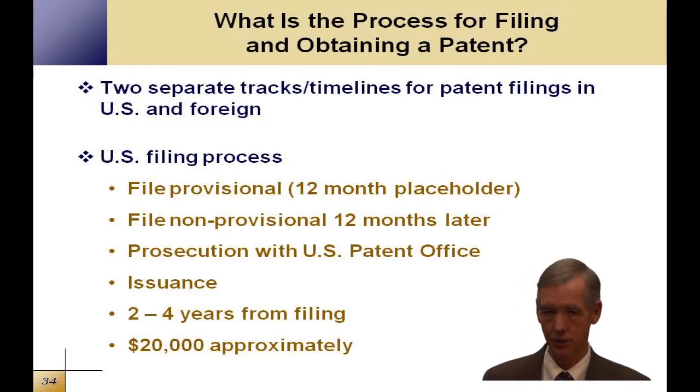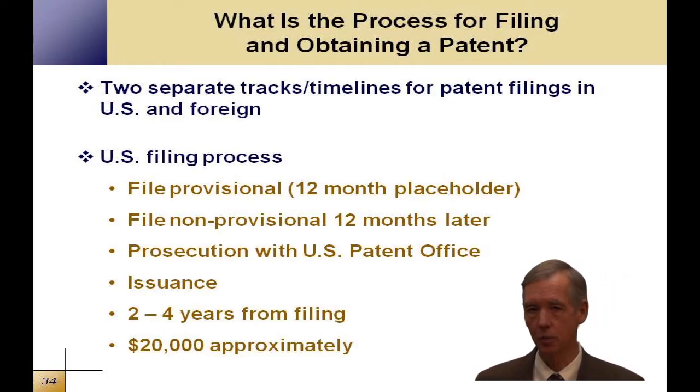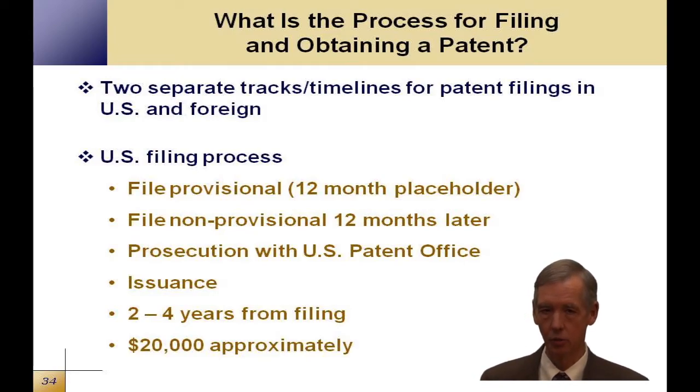So in the U.S., if a decision is made to file for a U.S. patent application, which would give rights in the U.S. but not elsewhere, as you've heard previously, rights to prevent others from making, using, and selling the invention, then the first step typically is to file an initial patent application, which is called a provisional patent application.